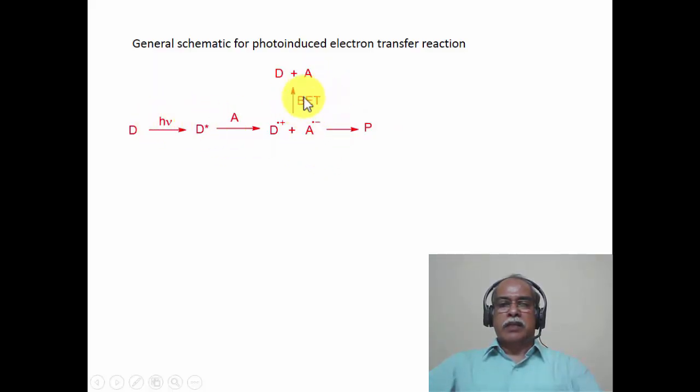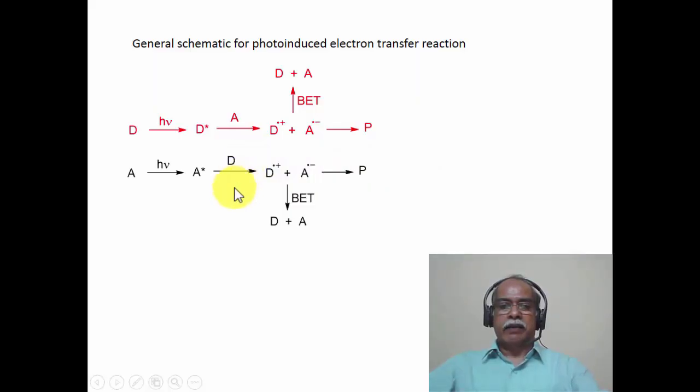So back electron transfer is always an energy wasting process because it reproduces the starting point, with the donor and acceptor being reproduced in this particular instance. The energy using process is the product formation. We will see many examples of such reactions.